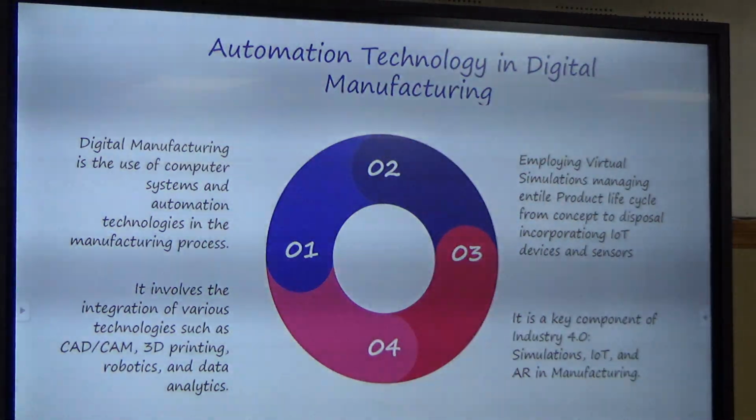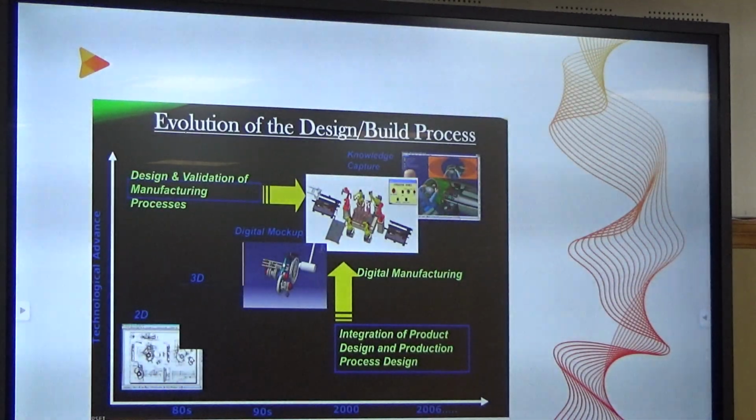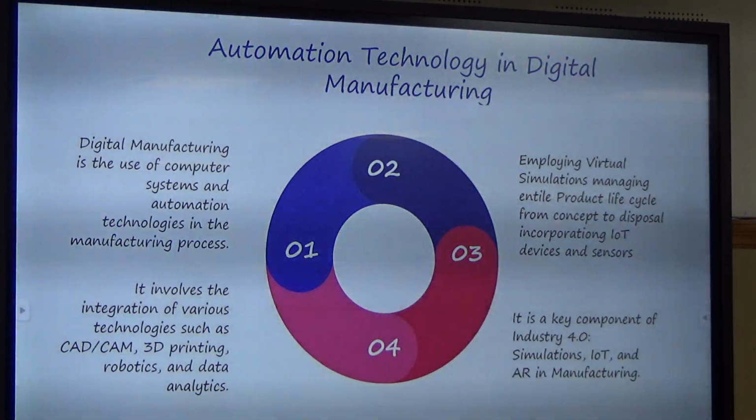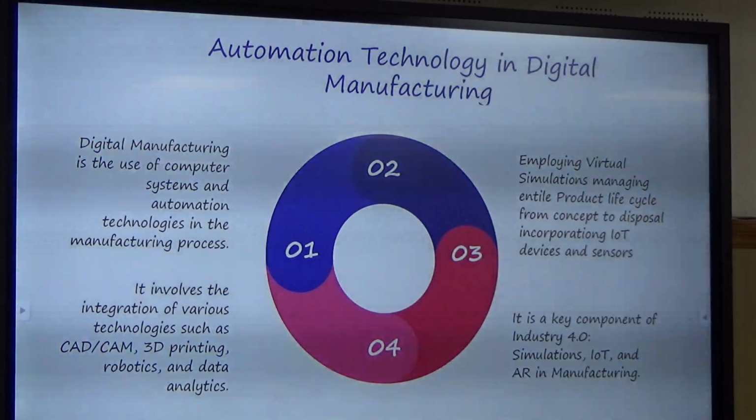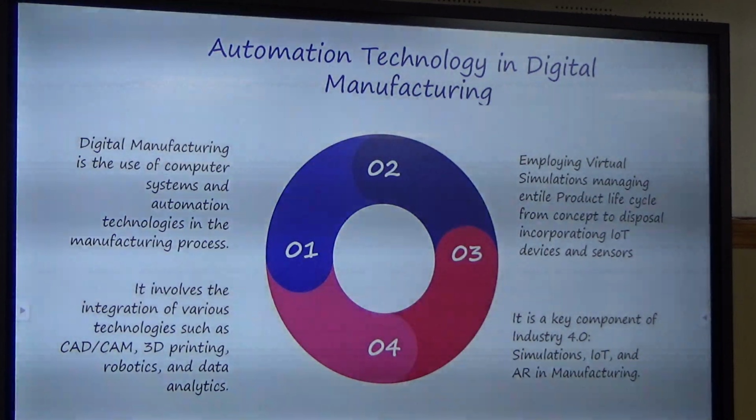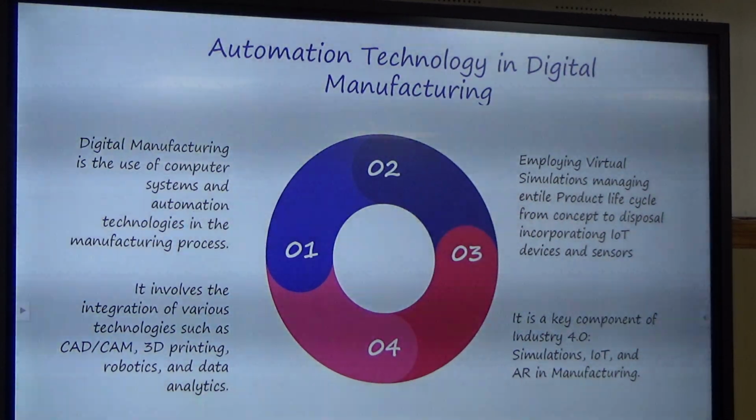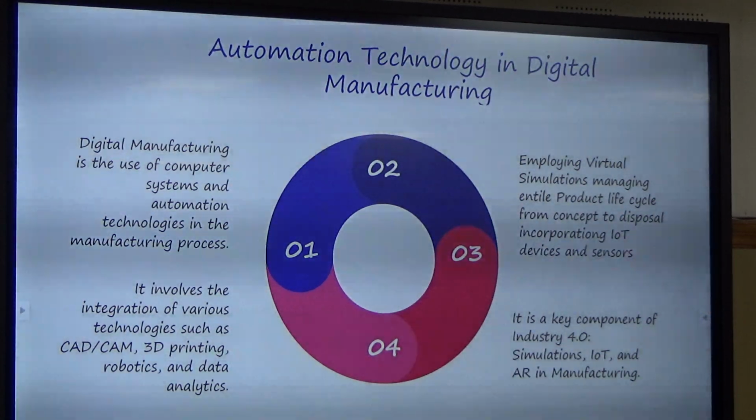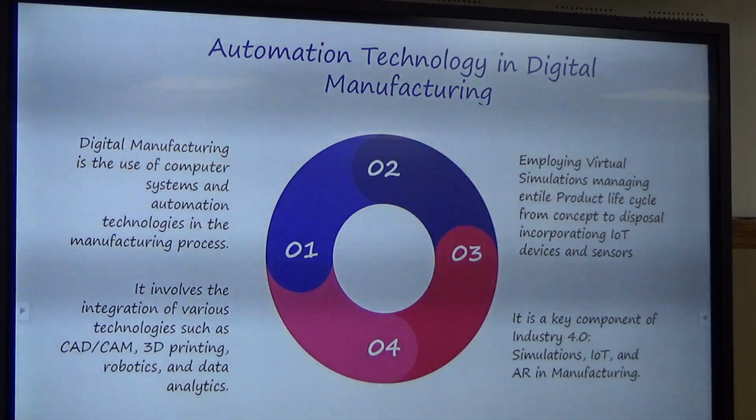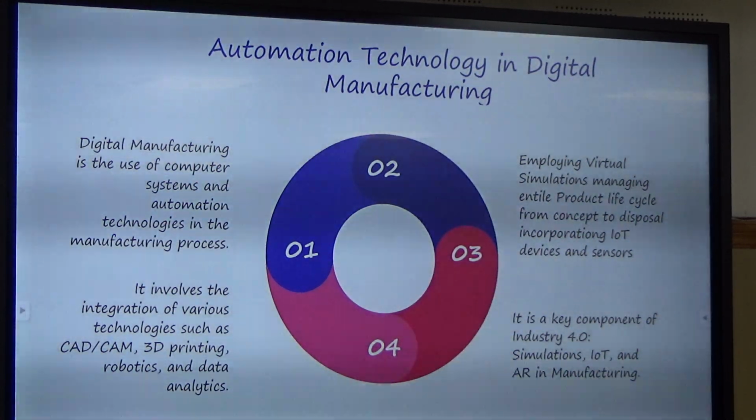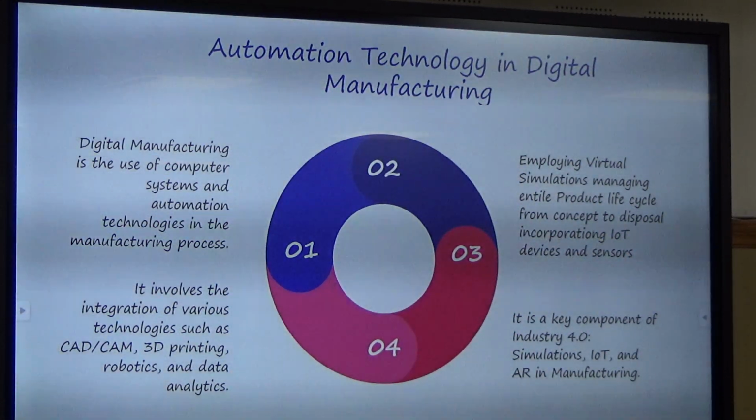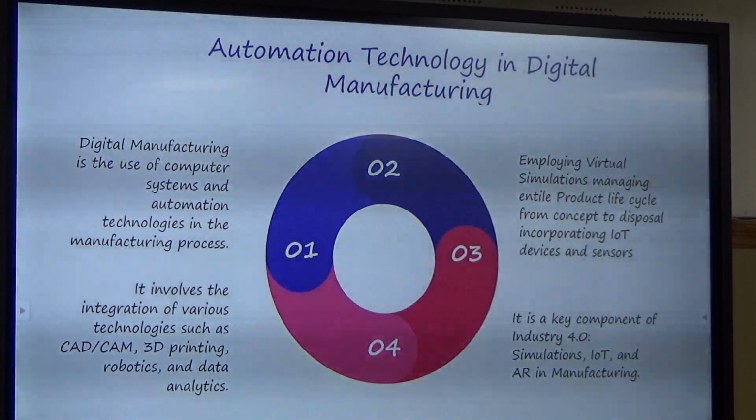So the digital tools that are being used are nothing but digital manufacturing. We are trying to use the computer system and automation technology. That's what digital manufacturing is. Alright, and what does it involve? It involves various technologies such as 3D printing, CAD/CAM, robotics, and data analytics. So with this, we are trying to achieve maximum output, greater efficiency, and consistency in manufacturing.